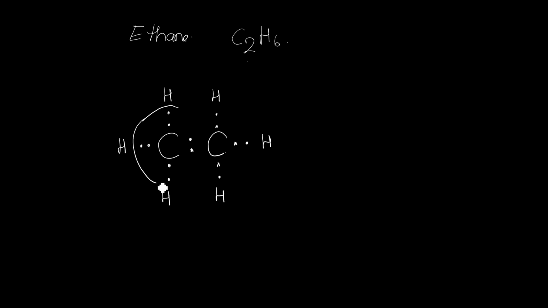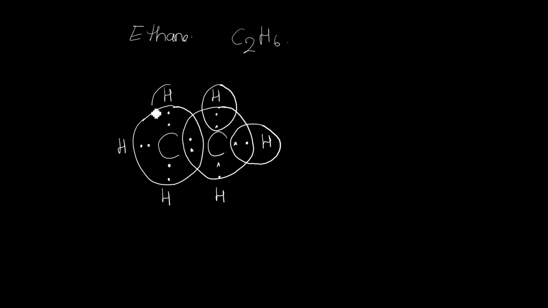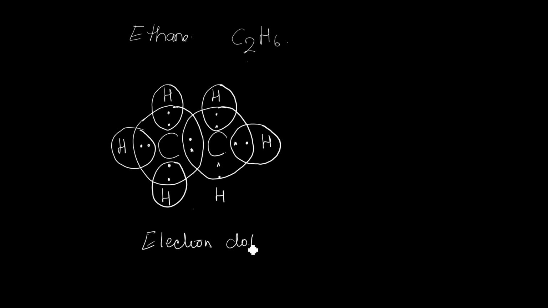Encircle all the electrons here. Then for this carbon, also encircle all the electrons. This is the carbon-carbon bond. Then the carbon and hydrogen bond, encircle all the electrons. Hydrogen also. Then this, and again here, and again this. So this is the electron dot structure of ethane.